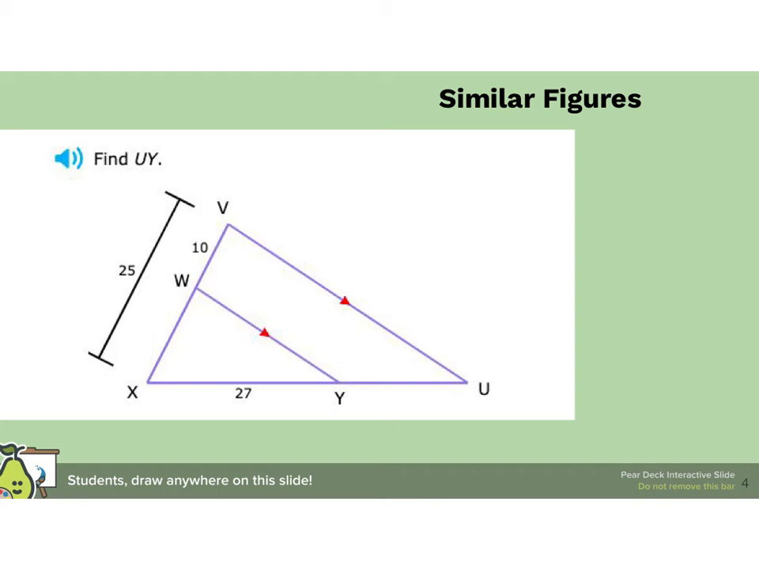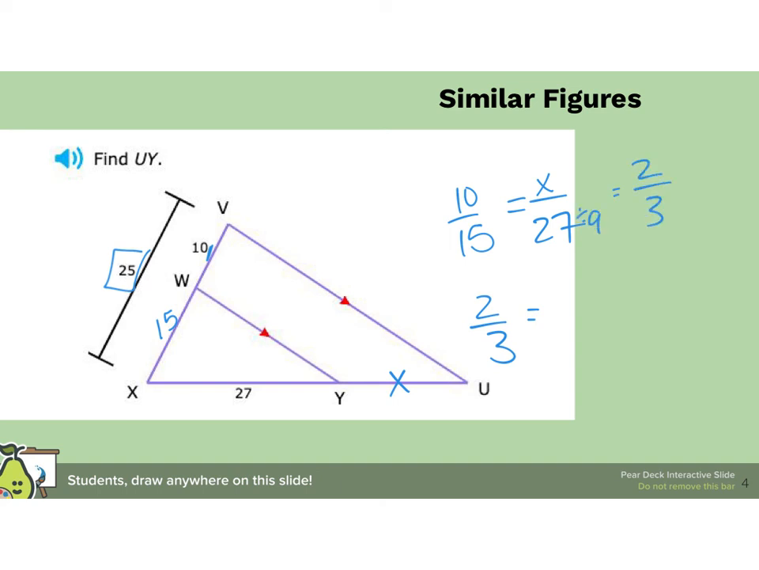One more. So again, this little piece is 10. The total is 25. That means this piece is 15. 10 plus 15 is 25. So if I set up my proportions, I get 10 is to 15 as x is to 27. So this one's not 1/2. What is it? 2/3. So I need this to equal 2/3. I'm dividing by 9. So this will be 18. The missing piece is 18.